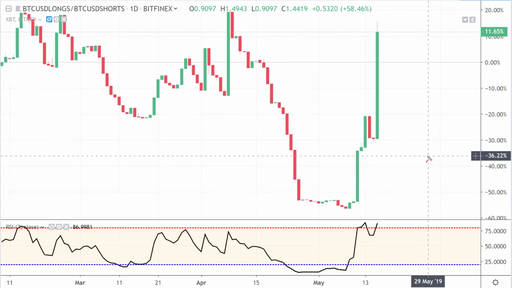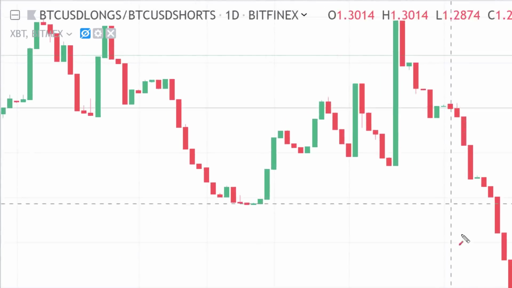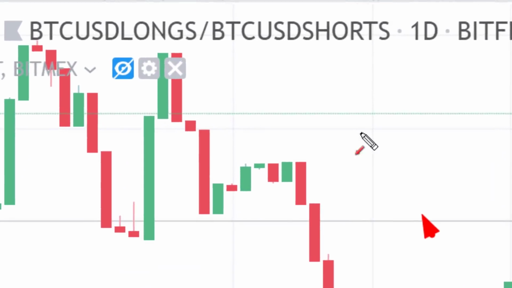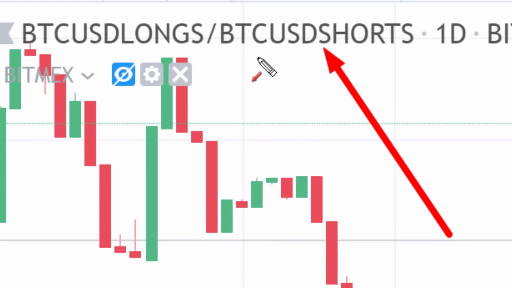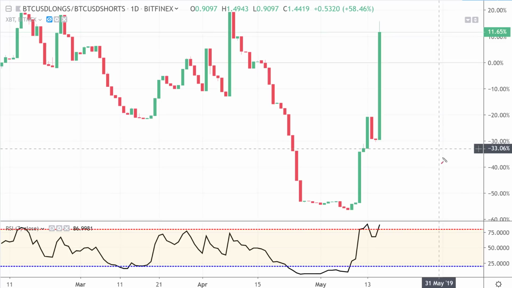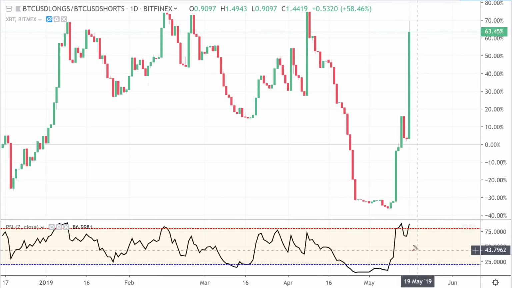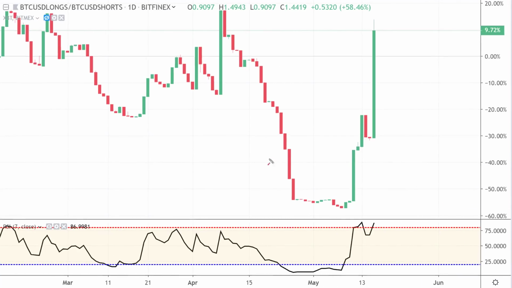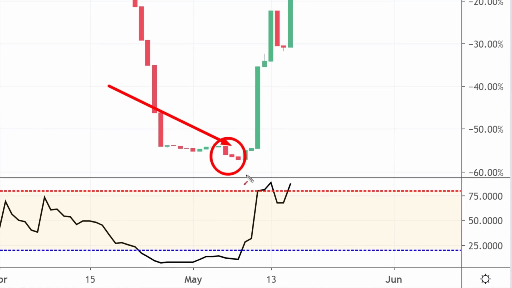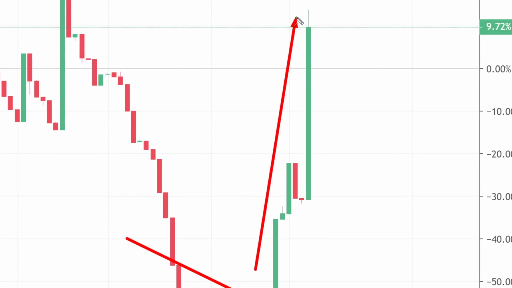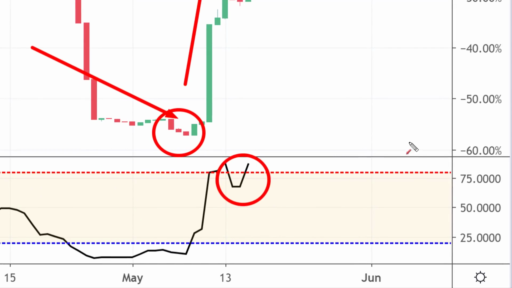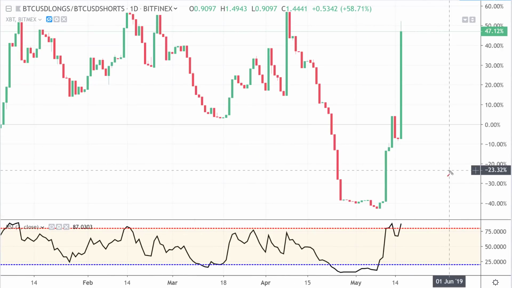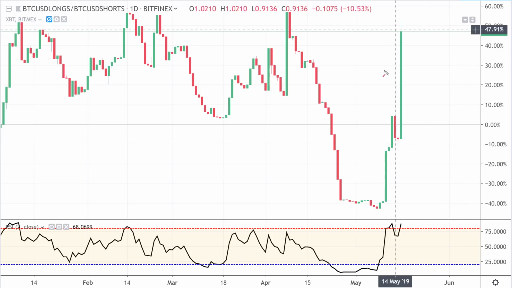This is the chart of Bitcoin longs versus Bitcoin shorts on Bitfinex. And again, that's a symbol right there. You can easily find that, as you can see right there, BTC USD longs against BTC USD shorts. This is on a daily time frame chart. Over here on the bottom, I put an RSI setting of 7. You can see this particular ratio has now skyrocketed. It's gone from extreme bearish levels, from low levels, to extreme bullish levels, and we got an overbought signal on the RSI. And now I have to tell you, there are some different opinions about how to interpret this particular ratio.